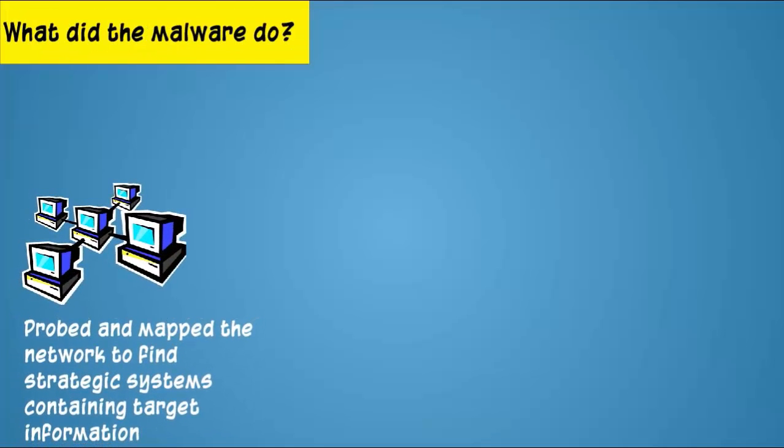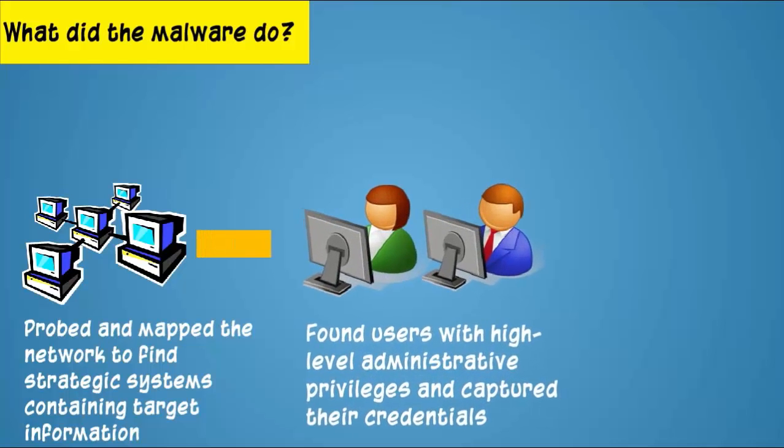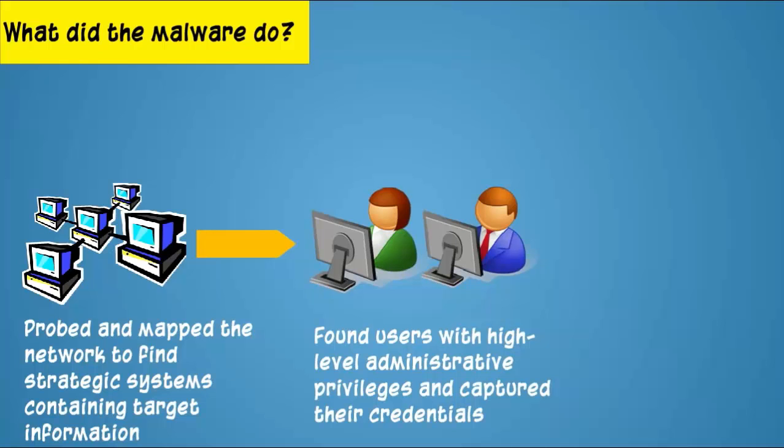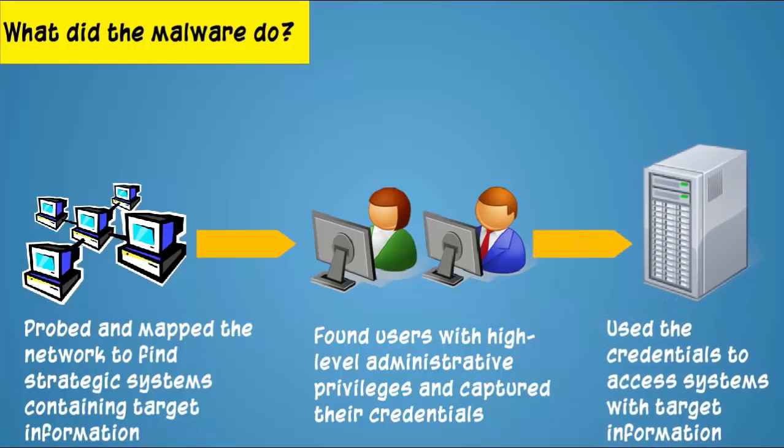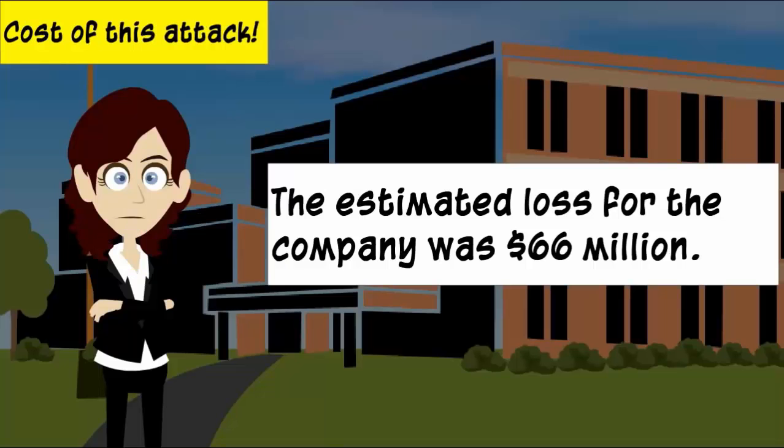What did the malware do? It probed and mapped the network to find strategic systems containing target information, found users with high-level administrative privileges and captured their credentials. It used the credentials to access systems with target information. Cost of this attack: the estimated loss for the company was $66 million.